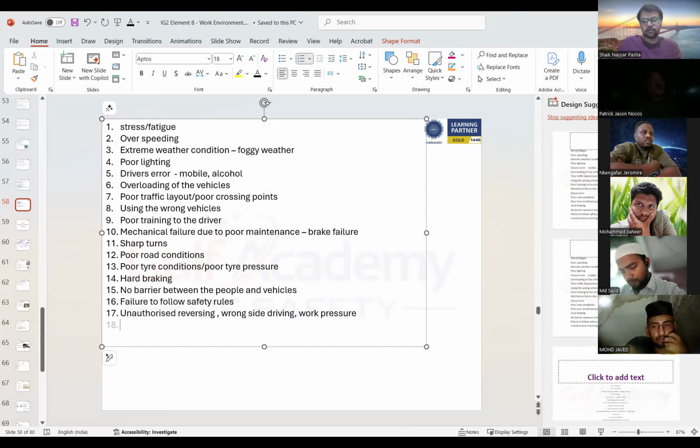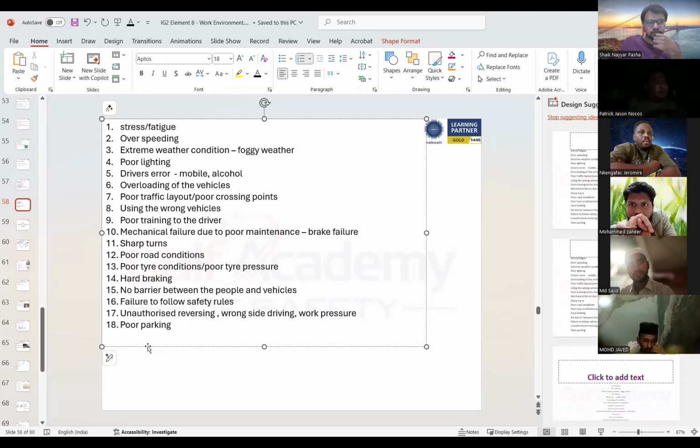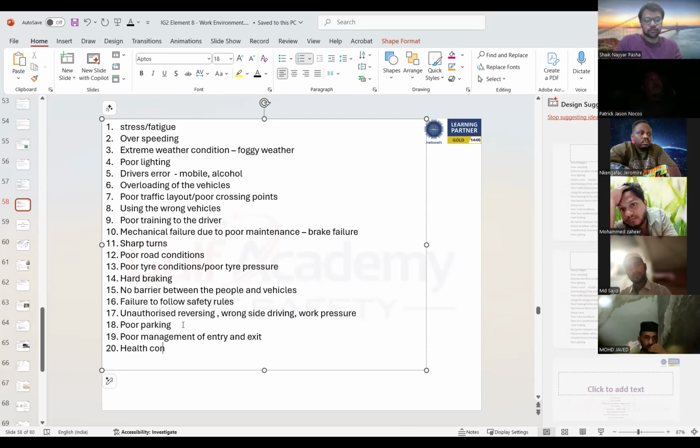And poor parking, yes, poor parking. And where is it? Did I mention that here? Poor traffic management, poor crossing point, yes. And one more thing, poor management of entry and exit, or health problem, the health condition of the driver.